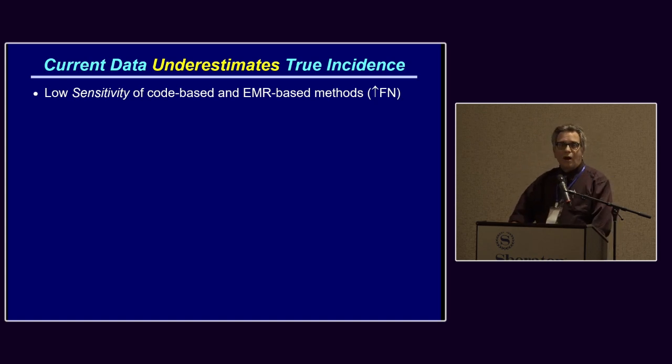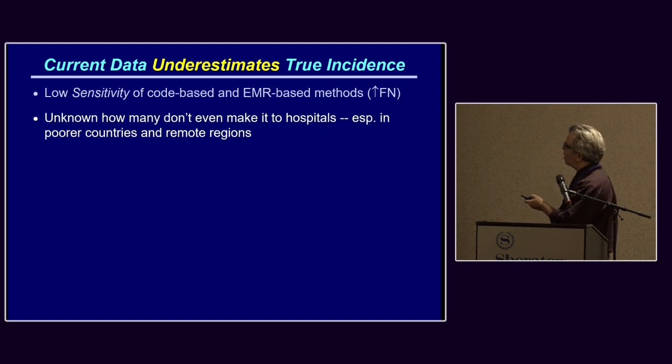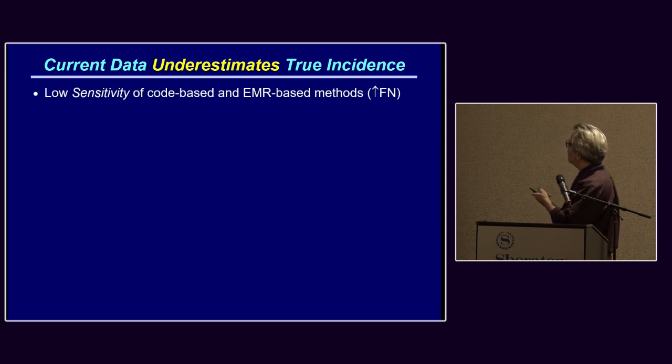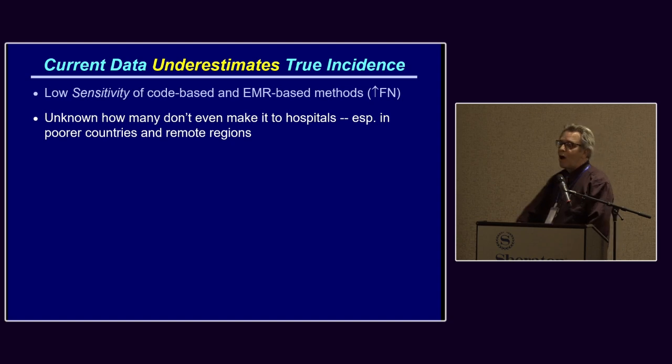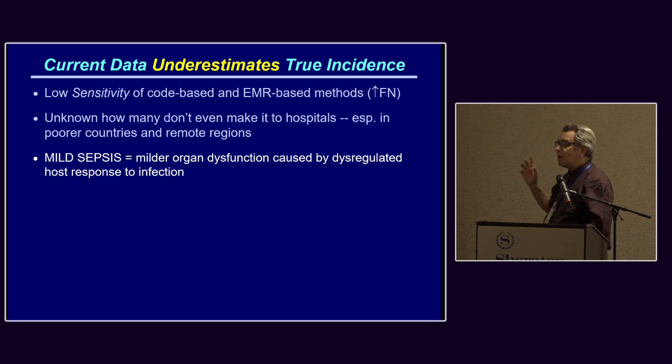It's almost certainly true that our incidence numbers are underestimating the truth. And here's why. I already told you about the number one cause. That low sensitivity of both algorithms means that there's a lot of false negatives. People with sepsis we're not identifying from our methods. We don't even know how many don't make it to hospitals, either in poor countries or in remote areas. Manitoba, where I come from, is a huge province. Way up there, it can take 6 hours to get to somebody after you fly your plane in. And so are people dying before they even make it to hospital and therefore not being included in any of these databases? Probably. I want to talk about mild sepsis.